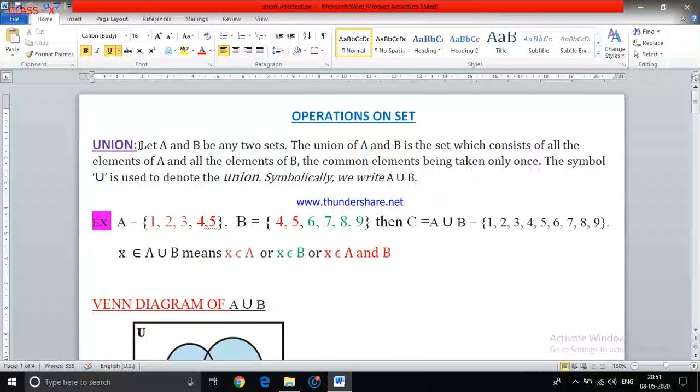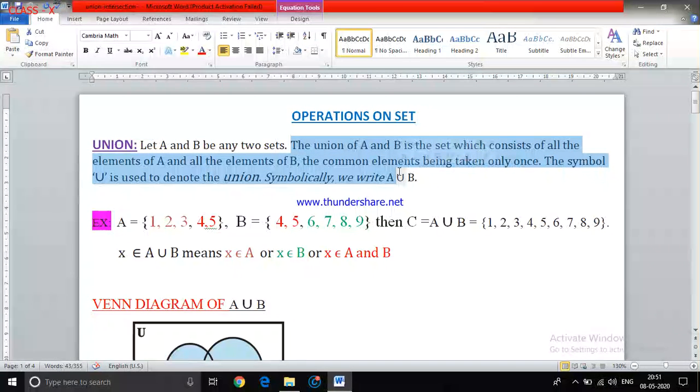So what exactly does it mean? If I take two sets A and B, or any two sets, A has some elements, B has some elements, some elements may be the same or different. Then the union of two sets is the combination of all the elements of A and B. That means you will get another set C as A union B, which consists of all the elements of A as well as the elements of B.